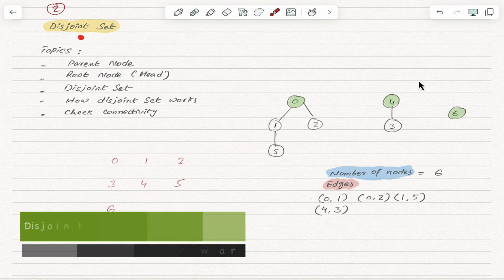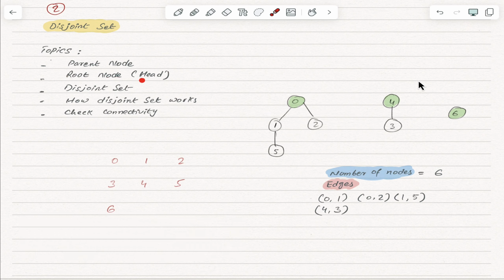Hi, today we are going to talk about disjoint set. Our topics, in this flow, will be parent node, root node or maybe head, disjoint set, then how disjoint set works, and then we will talk about connectivity, the purpose of disjoint set.